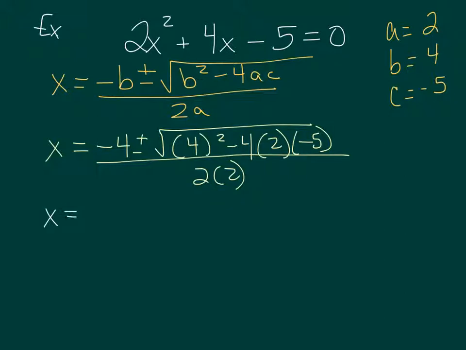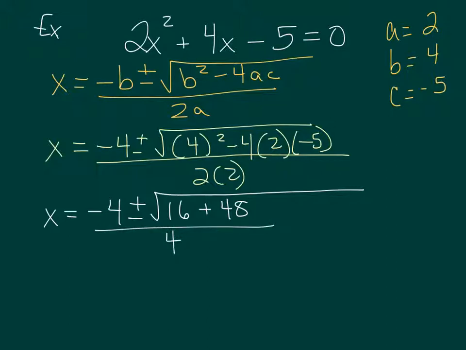So I'm going to keep simplifying. -4 plus or minus square root. Well, I know 4 squared is 16. Now here, I'm going to go ahead and multiply these together, and I get -4 times 2 is -8. -8 times -5 is going to be a positive 40. All over 4. Now again, I don't want to simplify anything at this point except for what's underneath that square root. So I'm going to keep going.